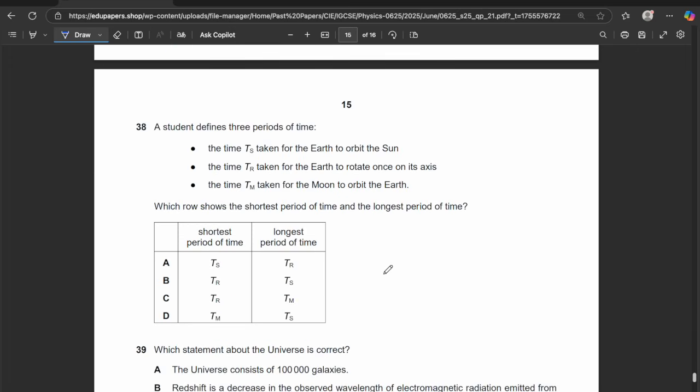D. 38. A student defines 3 periods of time. Time TS is taken for the Earth to orbit the Sun. The time TE taken for the Earth to rotate once on its axis. Time TM taken for the Moon to orbit the Earth. Which row shows the shortest period of time and the longest period of time? So this is 1 year, 365 days. This is just 1 day, 24 hours. This is like a month. So shortest would obviously be this one, TE, and the longest would be TS, B.